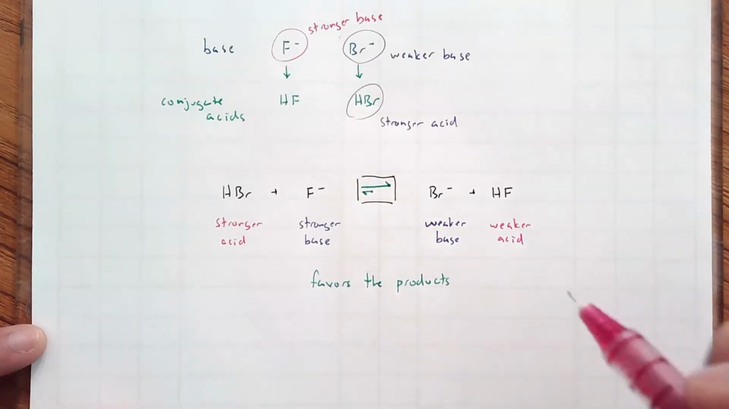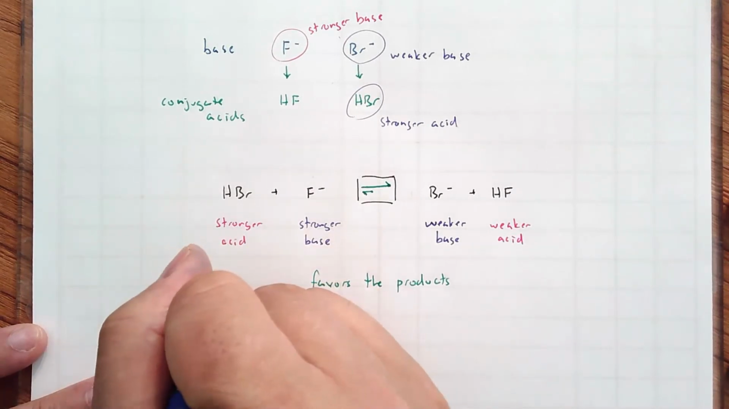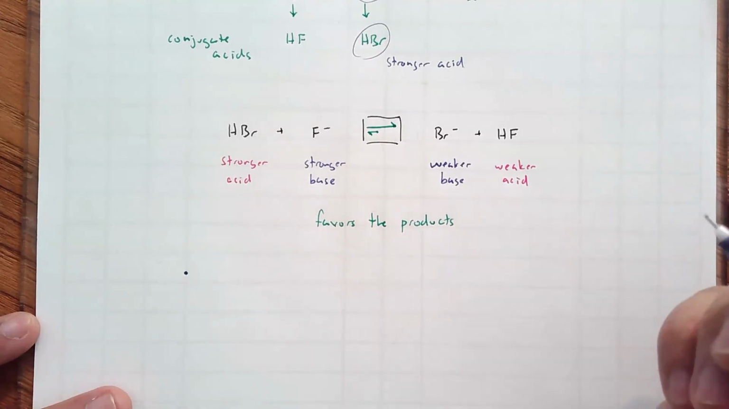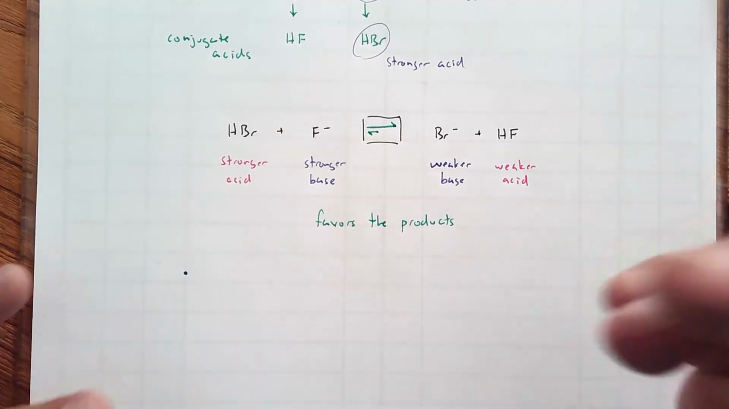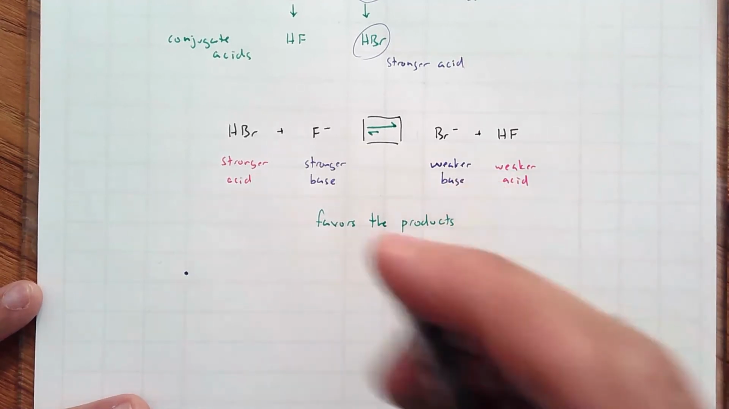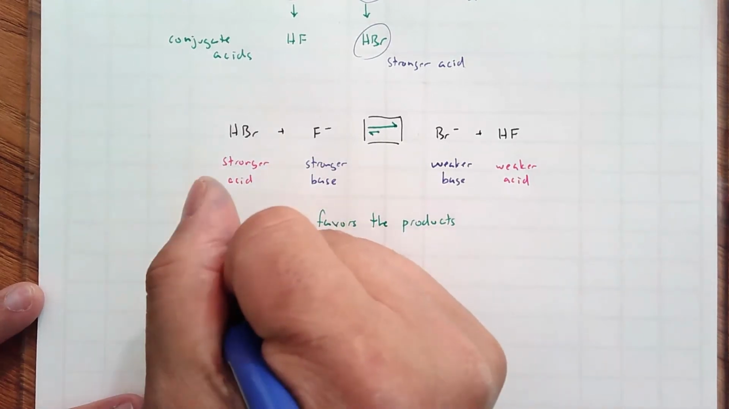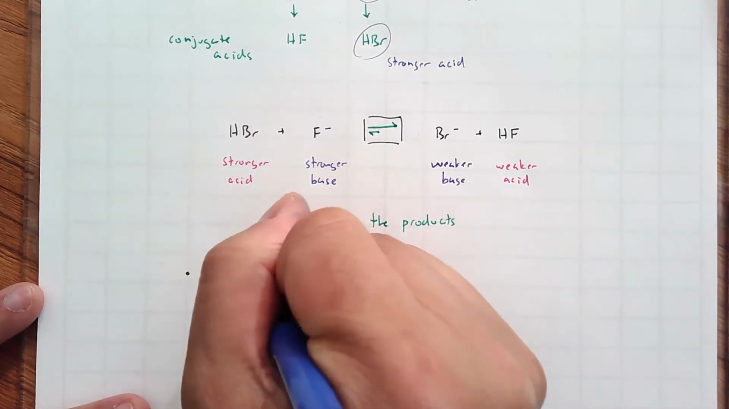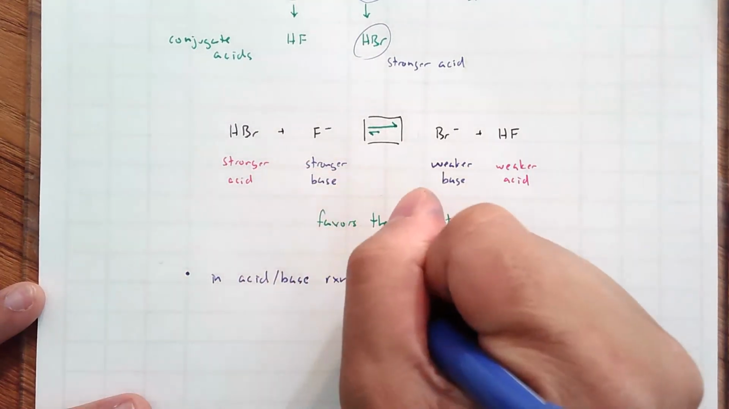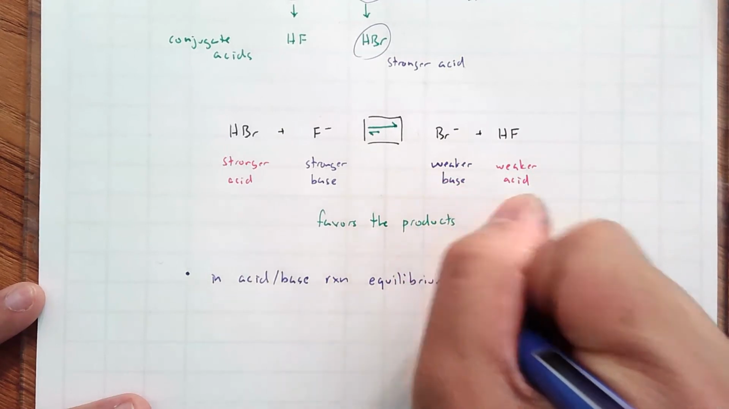You'll learn this a lot in organic chemistry, but we might as well sum up this trend. In an acid-base reaction, equilibrium favors the weaker acid and the weaker base. They are going to be on the same side, guaranteed. So in acid-base reactions, equilibrium, and that makes sense, right?